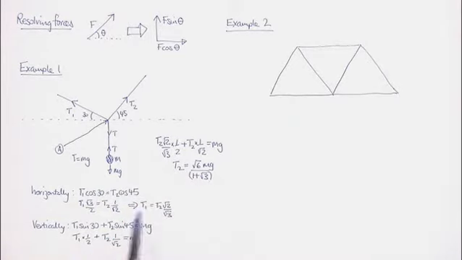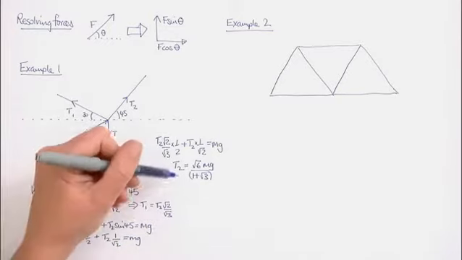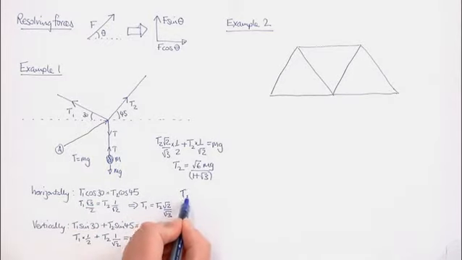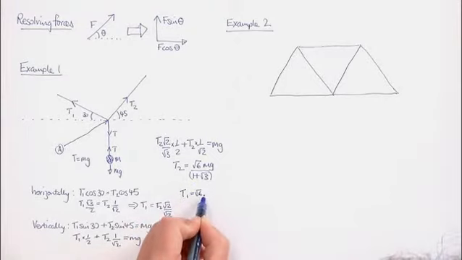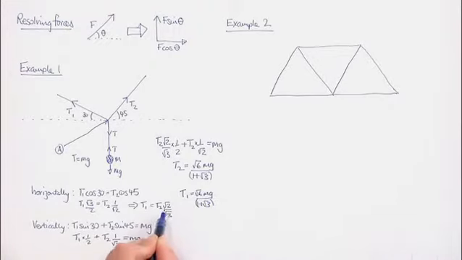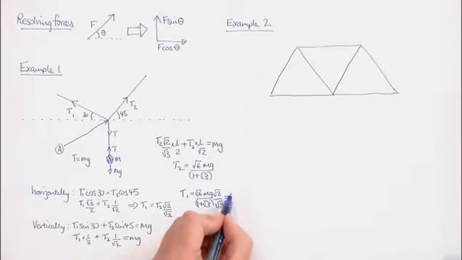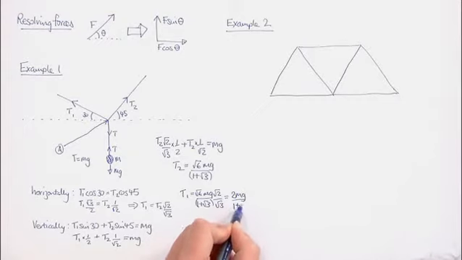And then finally we can substitute that back into here to get T1. So T1 is equal to root 6 mg over 1 plus root 3 times root 2 over root 3, and that's equal to 2 mg over 1 plus root 3.